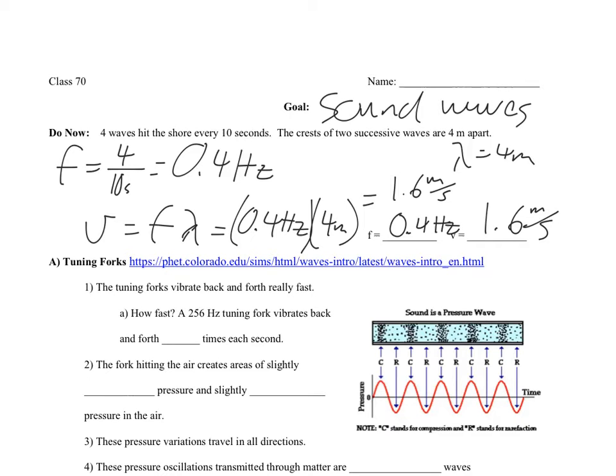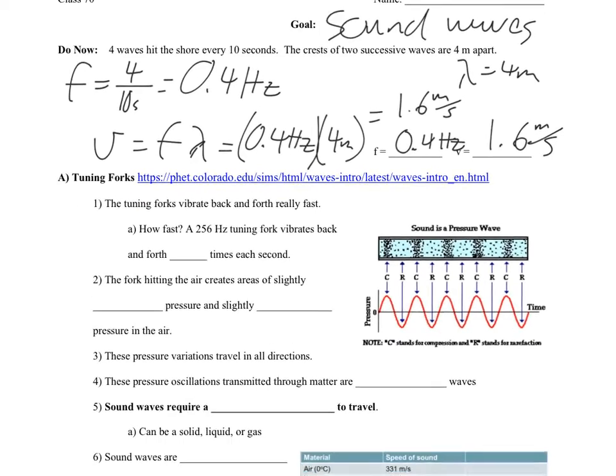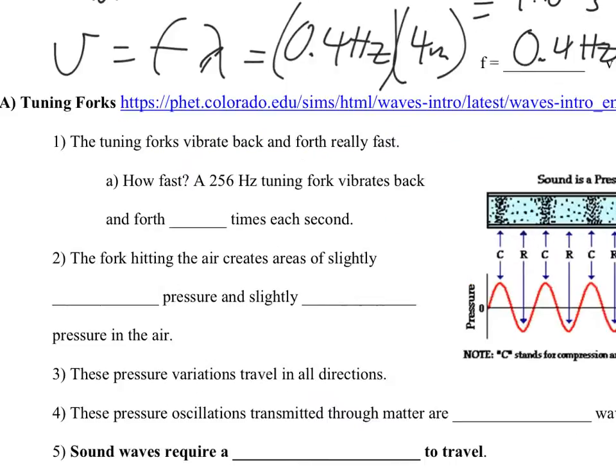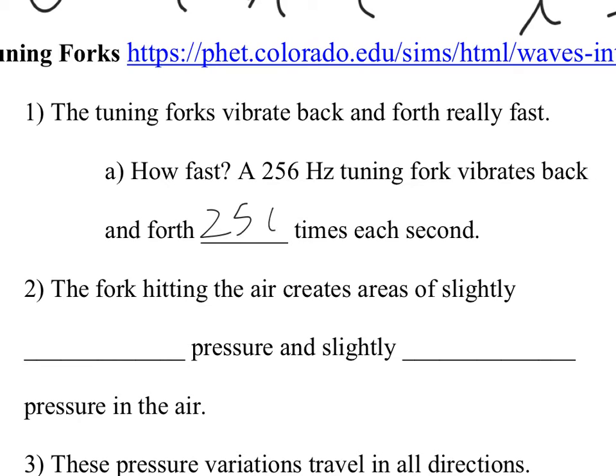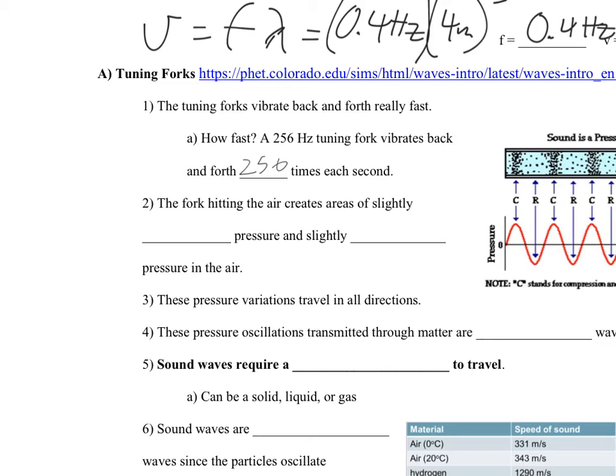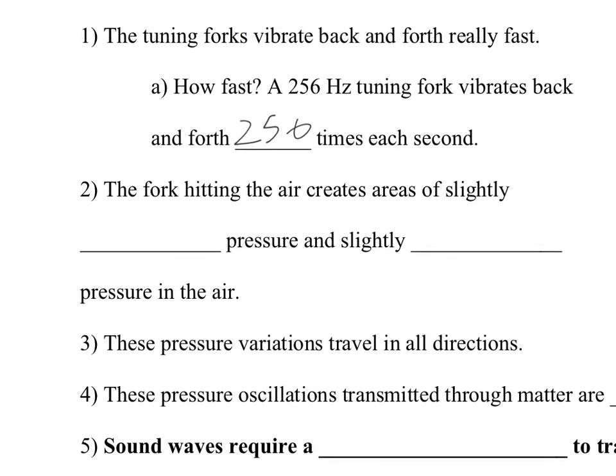All right, so let's see. We did a simulation, just using some waves. The tuning fork vibrates back and forth really fast. How fast? A 256 hertz tuning fork vibrates back and forth 256 times every second, so way faster than we can see. The fork hitting the air creates areas of slightly higher and slightly lower pressure. So the tuning fork's literally hitting the air, causing it to bunch up and to spread out.